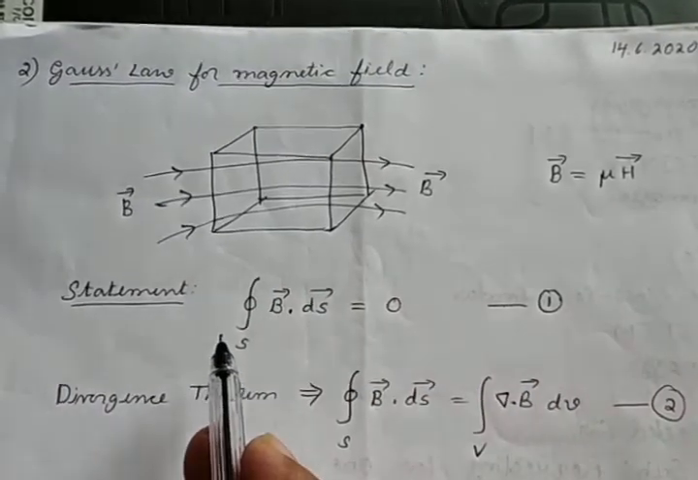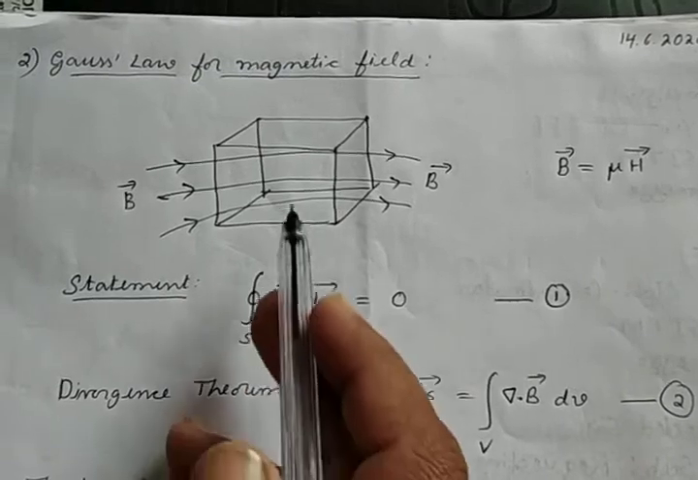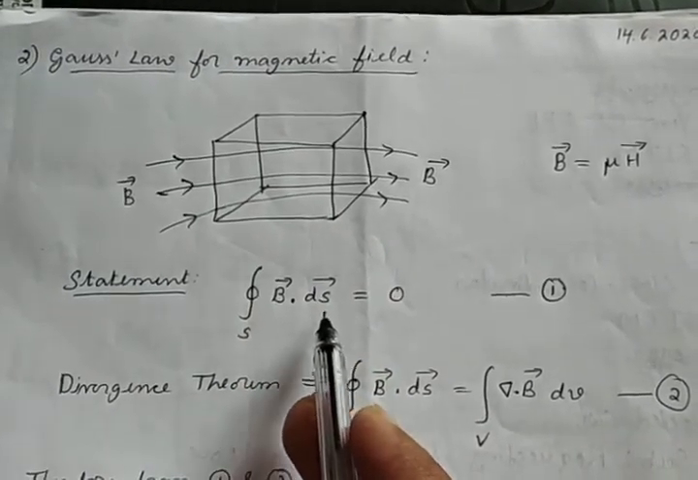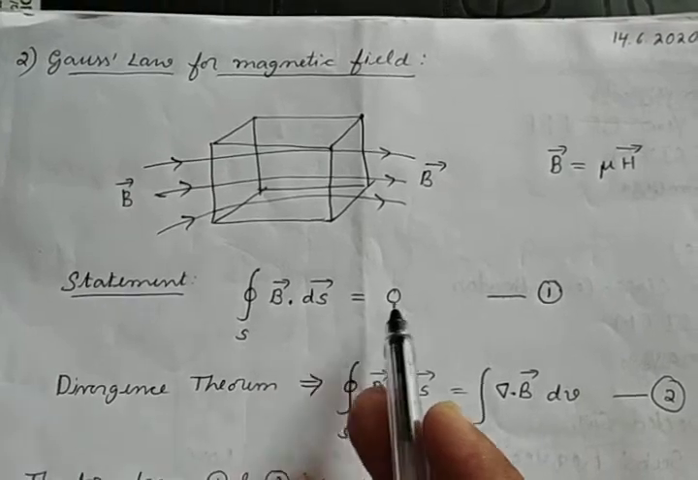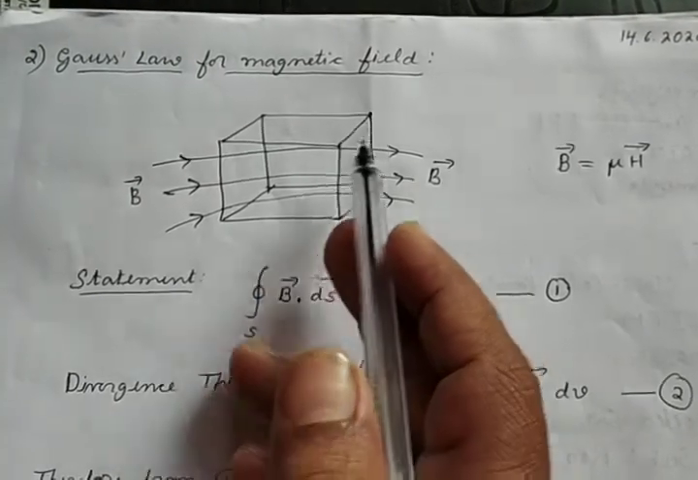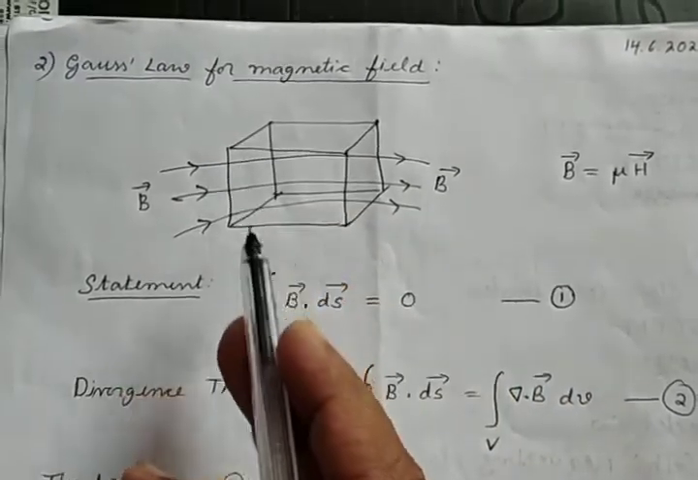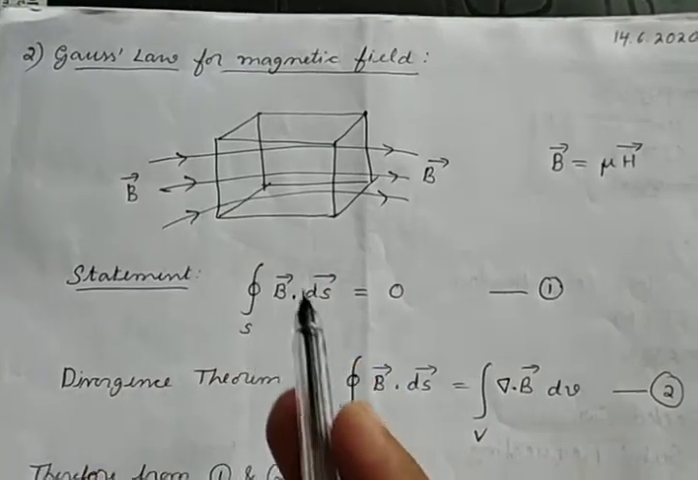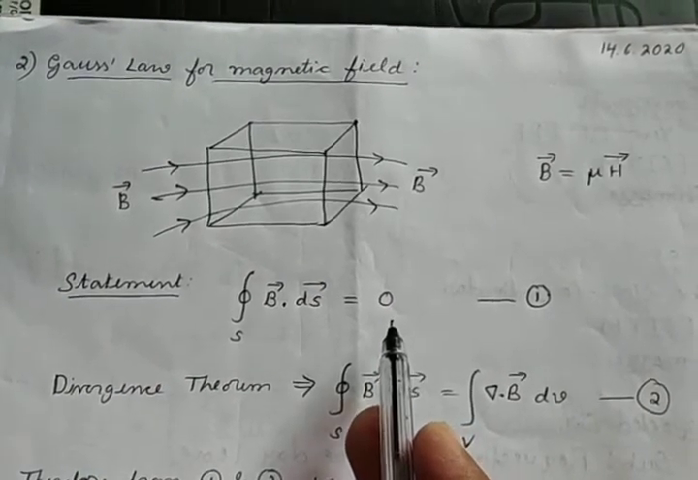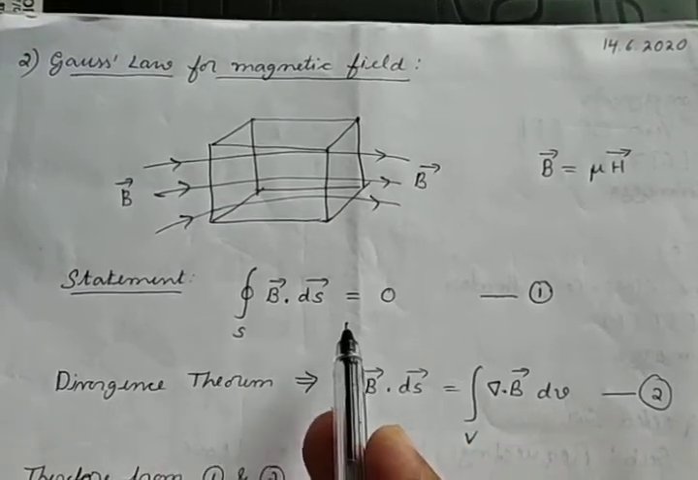So mathematically we can write it as the closed surface integral over the surface of this cube of B bar dot ds bar is equal to 0. So here B bar dot ds bar gives us the flux passing through the surface. So if I add the flux passing through the surface over all the 6 surfaces of this cube, the net flux is equal to 0. So this is the Gauss law statement in mathematical form, in integral form.